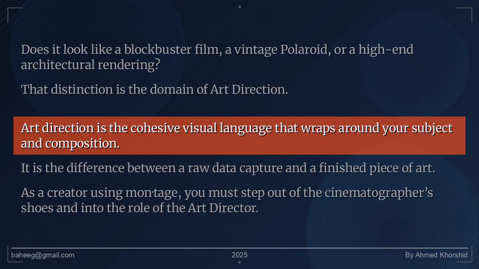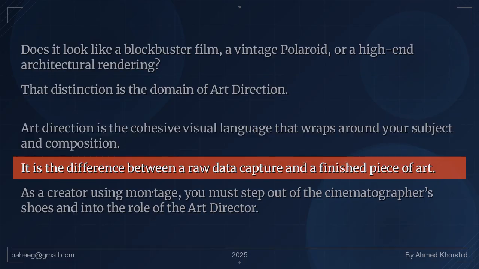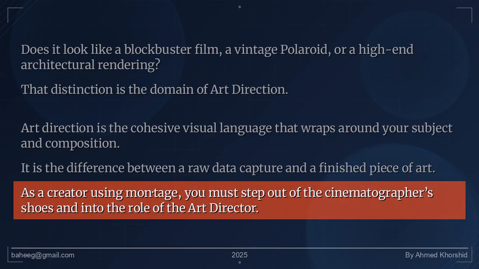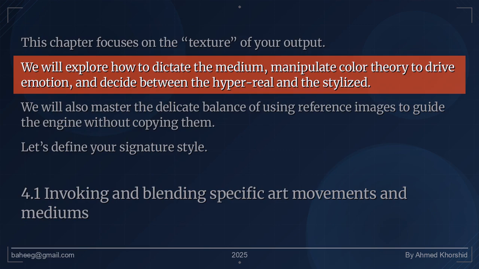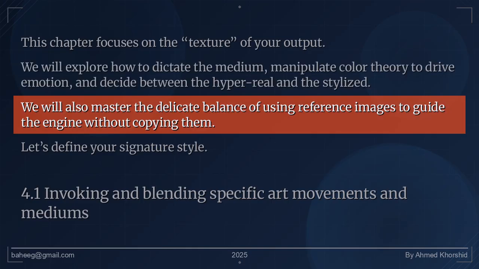Art direction is the cohesive visual language that wraps around your subject and composition. It is the difference between a raw data capture and a finished piece of art. As a creator using Midjourney, you must step out of the cinematographer's shoes and into the role of the art director. This chapter focuses on the texture of your output. We will explore how to dictate the medium, manipulate color theory to drive emotion, and decide between the hyperreal and the stylized. We will also master the delicate balance of using reference images to guide the engine without copying them.